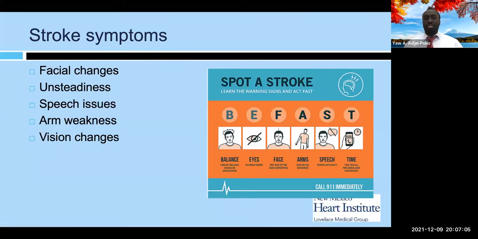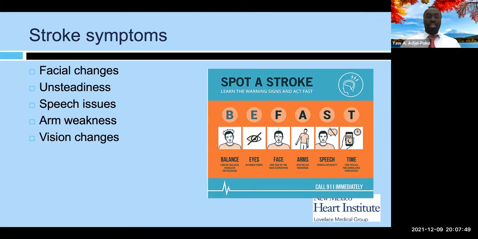So what are some of the symptoms that you need to think about? So facial changes: is one part of someone's face weak, is it drooping? And that's typically because the muscles are not getting enough blood flow to allow them to have a normal facial expression. What about unsteadiness? So part of your brain dictates how you are able to stand or sit or orient yourself in space. So if there are any issues with blood flow to that particular area, you may feel unsteady on your feet and aren't able to stand up straight or walk.